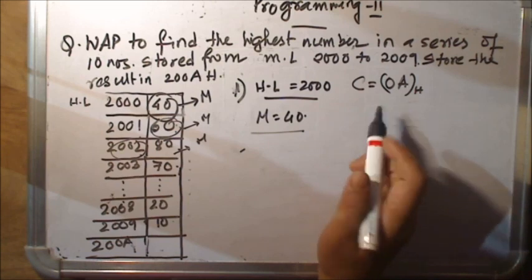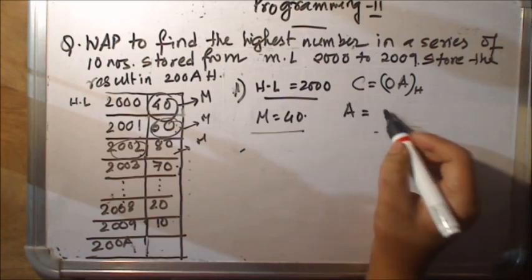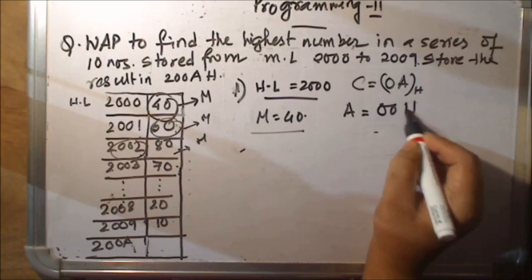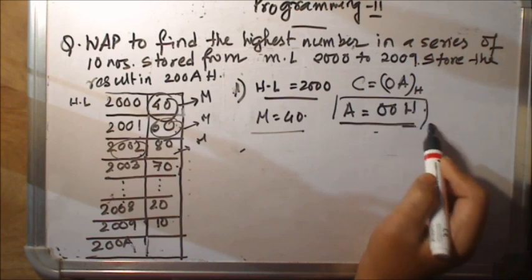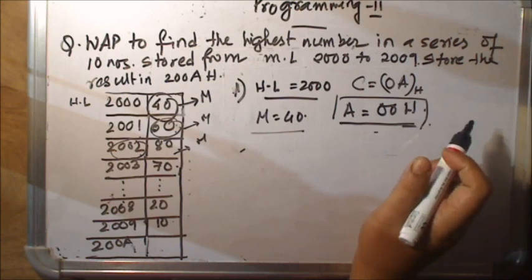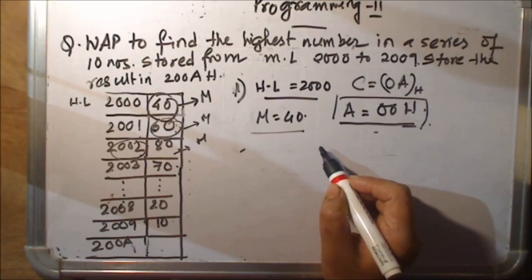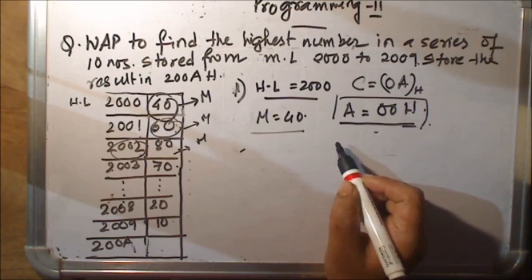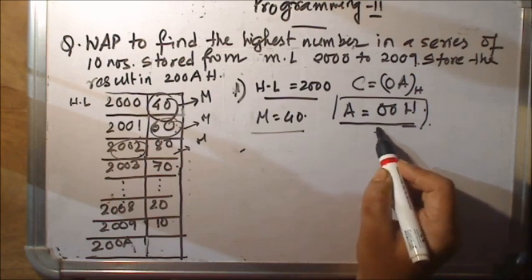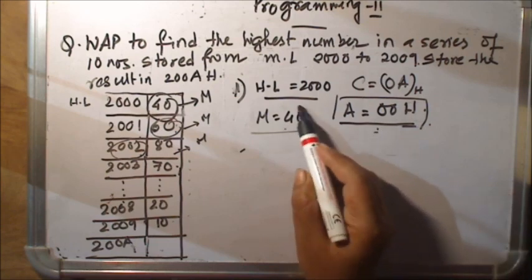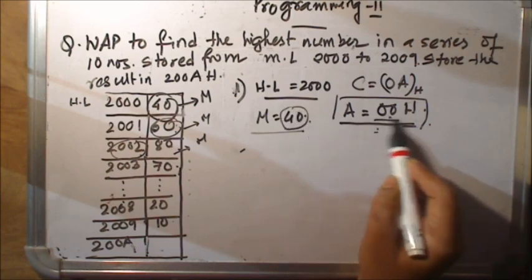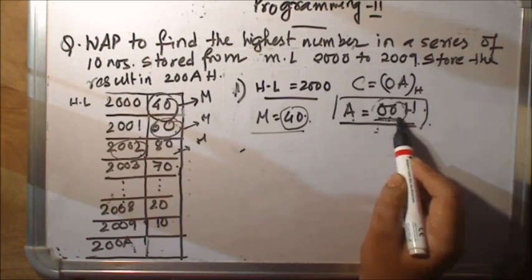Initialize the A register with 00H. Now this is assumed as our highest number in the beginning. As we go on encountering the numbers, whenever we get a higher number than the one currently present in A, we will copy that number into A. Understood? We will first compare the first number with A. In the A register, we have initialized the number with 00.